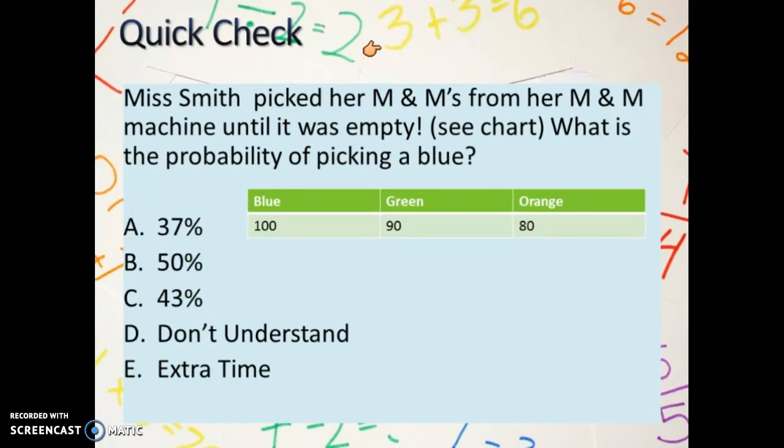Miss Smith picked her M&Ms from her M&M machine until it was empty. What is the probability of picking a blue? Go ahead and take a second to answer this question.